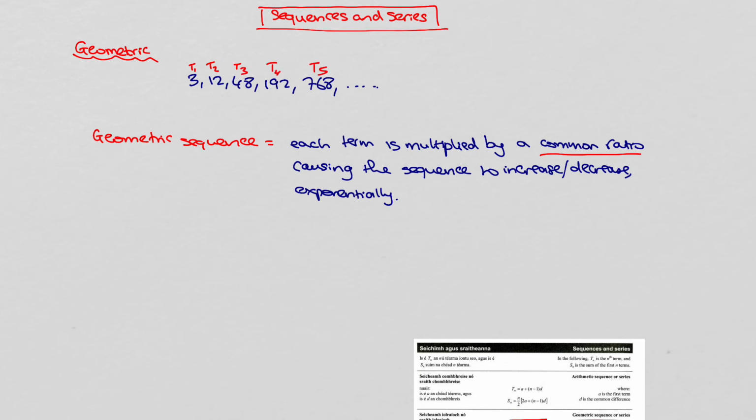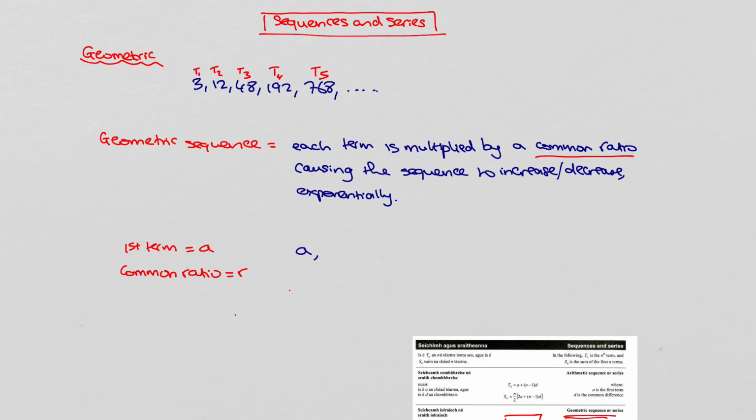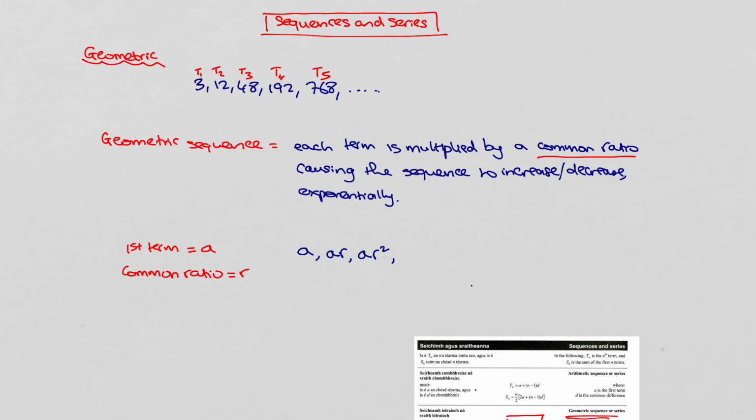In other words, if I was to write down my first term, same as a quadratic or a cubic or an arithmetic sequence, the first term is going to be given by a. And we're going to use the letter r for our common ratio. So my first term would be written as a. To get to the next term, we multiply that first term by my common ratio, r, giving ar. To get to the next term, I multiply by r again, so ar by r would be ar squared. Multiply by r again, and ar squared by r is ar cubed, ar to the power of 4, and so on.